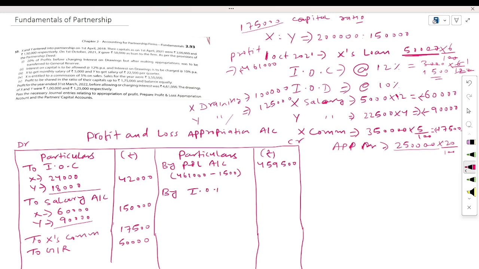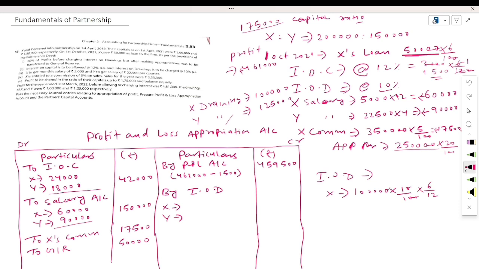Interest on drawing, X amount and Y amount. How much will be the amount of drawing? As you know, here the date of drawing is not mentioned. And if the date of drawing is not mentioned, what will we do? We will charge interest on drawing for the average period, which means 6 months. So here the drawing amount is how much? 1 lakh for X. The rate of interest on drawing is 10%, for 6 months.